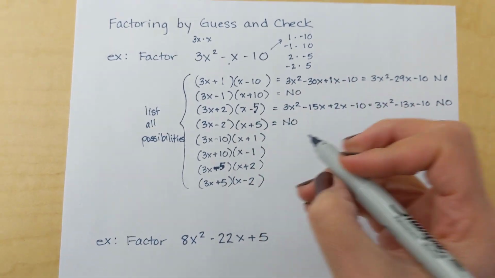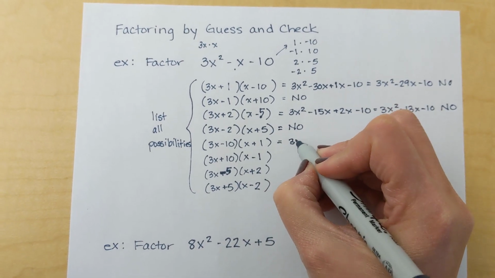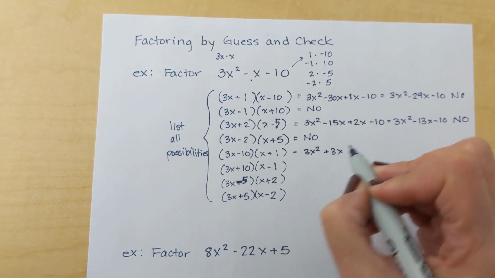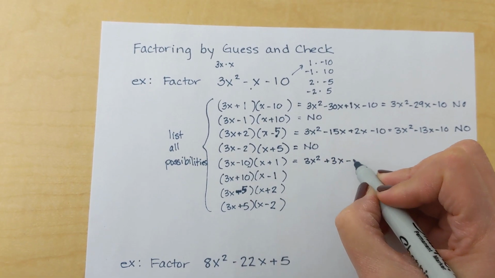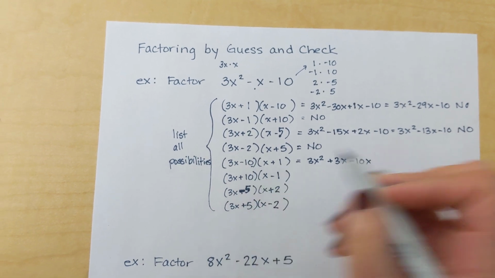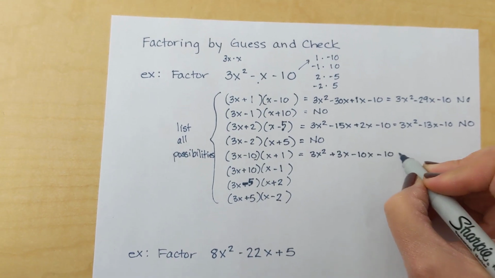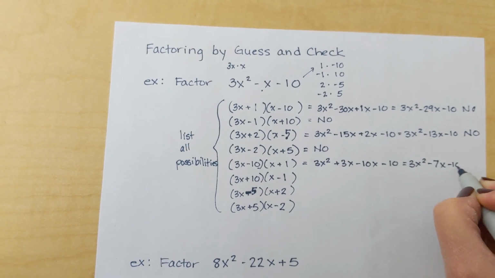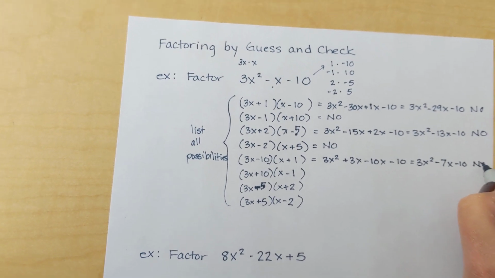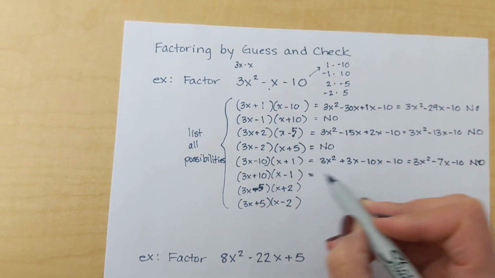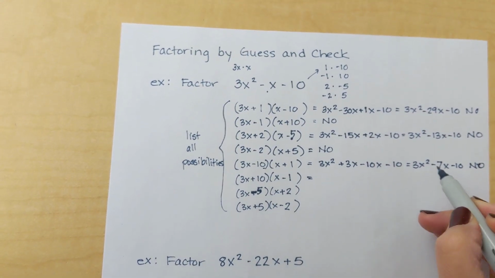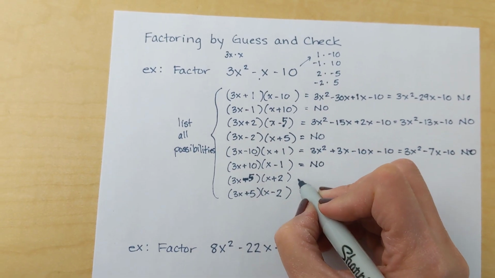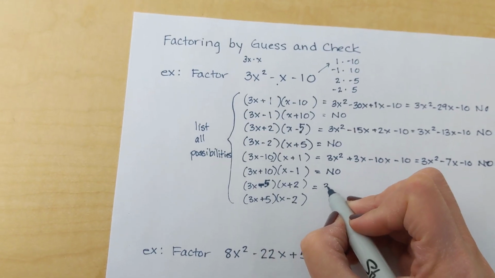Moving on to the next one, we have 3x squared. 3 times 1 on the outside is a 3x, negative 10 times x is a minus 10x, and negative 10 times 1 is a negative 10. This gives me 3x squared minus 7x minus 10. Again, not what I wanted. This one would have the same thing, but it would be a plus 7x here. So again, not what I wanted. It's got to be one of these last two. So boy, am I unlucky. Usually you find it before this.